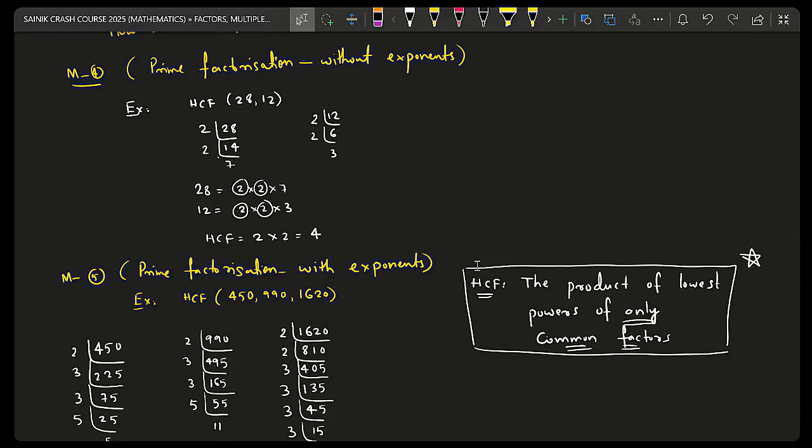First, prime factorize 28. We got 2 into 2 into 7. Then prime factorize 12. You got 2 into 2 into 3. Round up only the common factors. Is 2 common here? Yes, sir. That's why we rounded it up. Is 2 common here? Yes, sir. That's why we rounded it up. But 7 and 3 are not common. Only take common factors and multiply. You get the answer. Okay? Okay, sir.